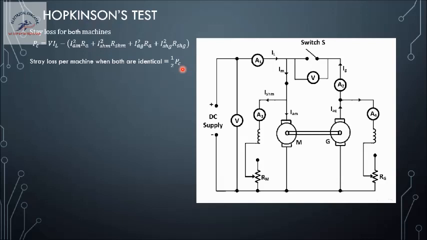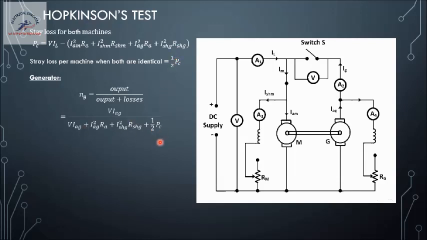Now for the generator, the efficiency is given by output divided by output plus losses. The output is VIAG, that is, the terminal voltage V multiplied by the generator armature current. This is the total output of the generator. Divide it by output plus losses. The losses are the generator armature copper loss, generator field copper loss, and stray loss, which is nothing but the constant loss calculated here. This will give us the efficiency of the generator.